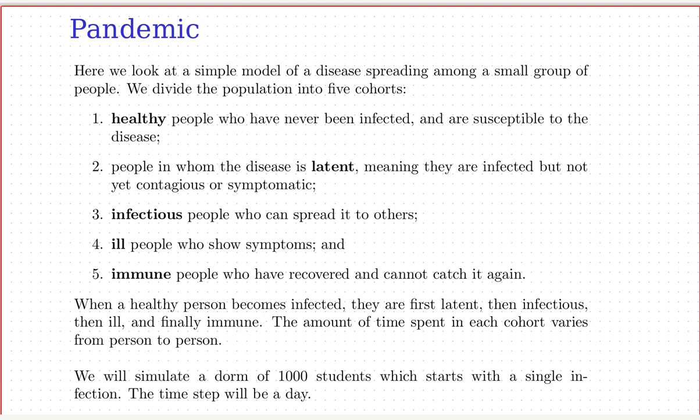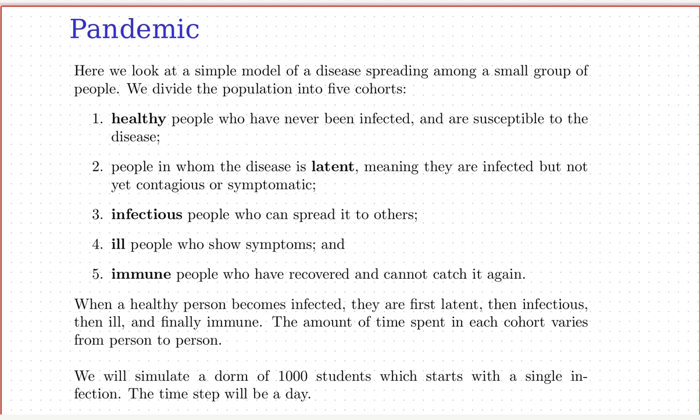So I'm going to simulate a small population of just 1,000 people. You can imagine that this is just the number of people maybe in one dormitory building on campus. And I'm going to imagine that initially they're all healthy except for one infected person, and then we'll see what happens as one infected person potentially spreads the disease to others in this small community.